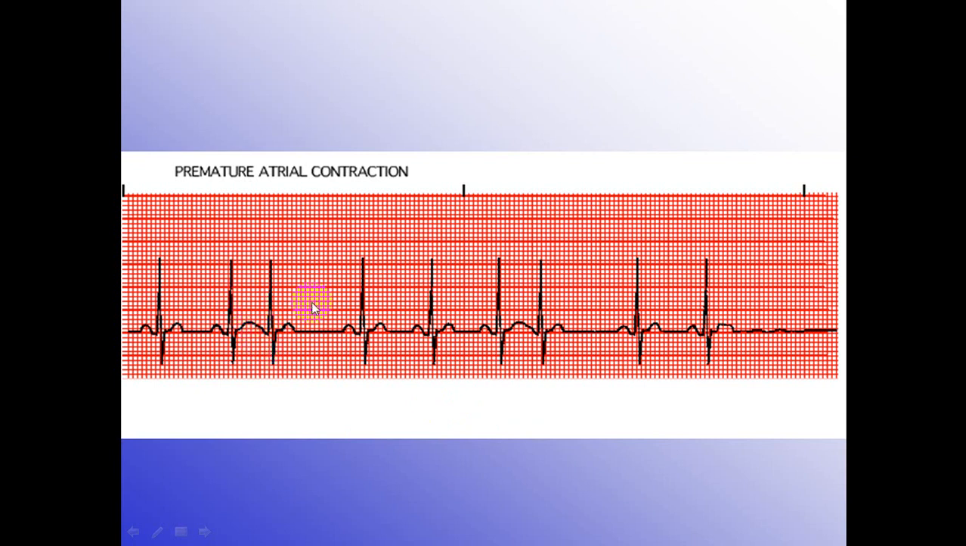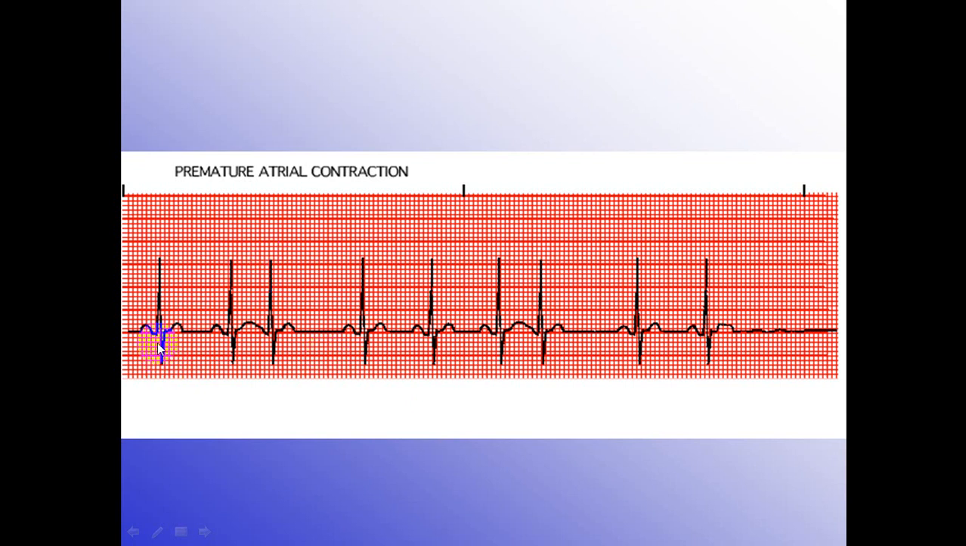And what do we mean by the incomplete compensatory pause? It means that if we calculate the interval between the two beats around this ectopic, it's not double the RR interval. This distance is not double. In the premature ventricular contraction, will we find the RR interval equals two times this distance? This is complete. This is in atrial, it's not complete.